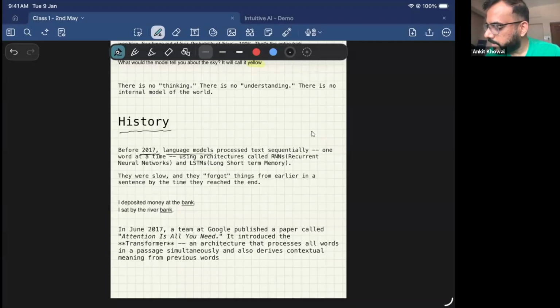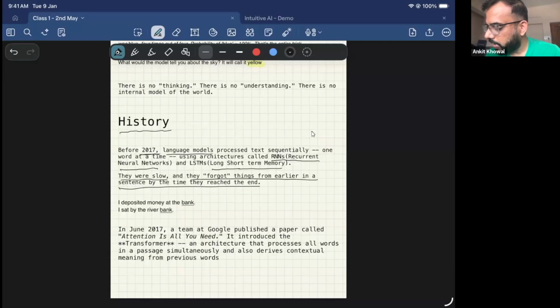Okay. And there were previous architectures called recurrent neural networks. Okay. And long short term memory. You will also come across these two terms very frequently: RNNs, recurrent neural networks, and LSTMs, long short term memory. So what happened when they processed sentences and all? First thing was they were very slow and they forgot things from earlier in a sentence by the time they reached the end.